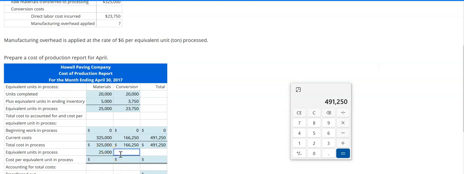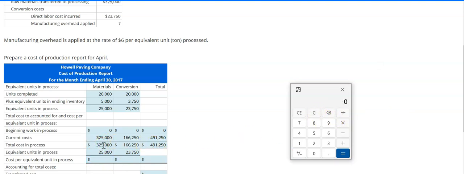And then same thing over here. It actually tells us the equivalent units in process, so all we're doing is just dropping this number down here, the 20,000 plus the 3,750. Okay. And then they want a cost per equivalent unit in process. Well, that should be fairly simple. We're just going to take the three.